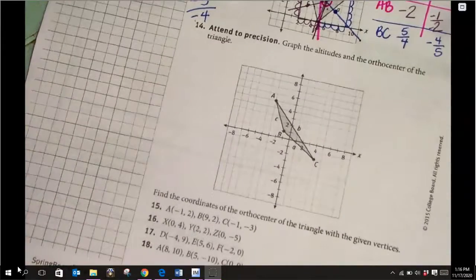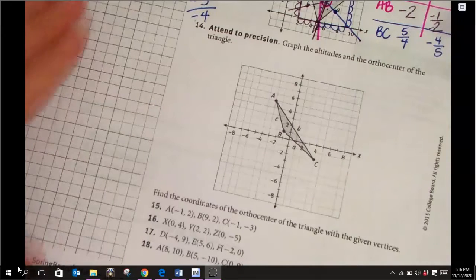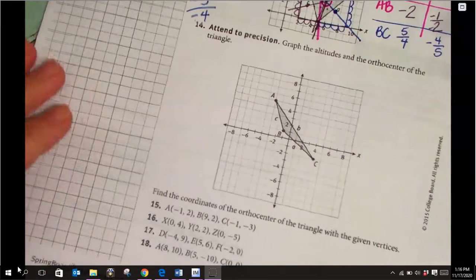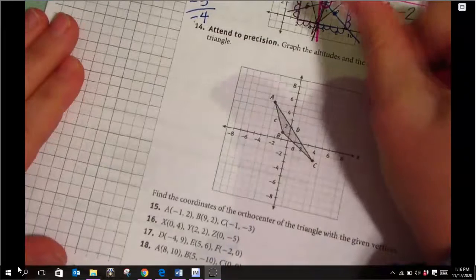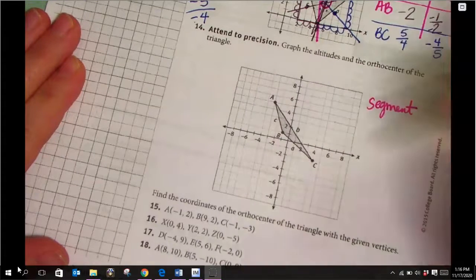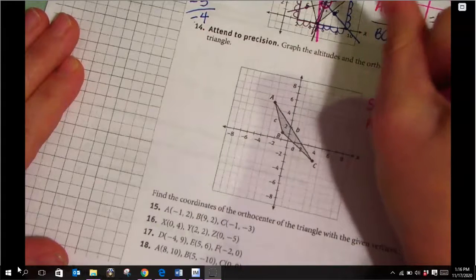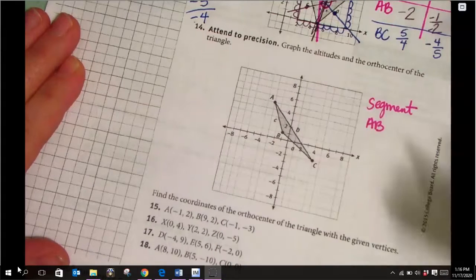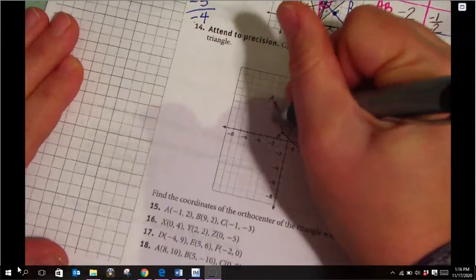Okay, let's try again and see if I can not mess this one up. Okay, so I love the table. I think the table is super helpful, so I'm going to use that again. So the segment that I'm going to start with is AB. I'm going to find the slope of AB.